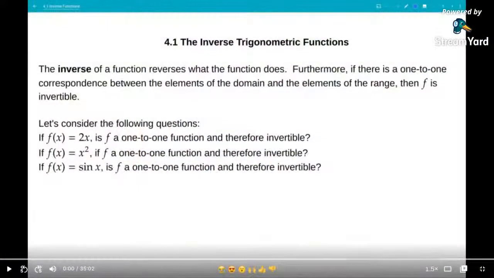So we're going to look at a couple functions in a minute. One that forms a one-to-one correspondence, and we can confirm it graphically, and then a couple that are not in a one-to-one correspondence, but how we deal with that in mathematics so that they do become a one-to-one correspondence. Consider f of x is 2x. Is that a one-to-one function and therefore invertible?